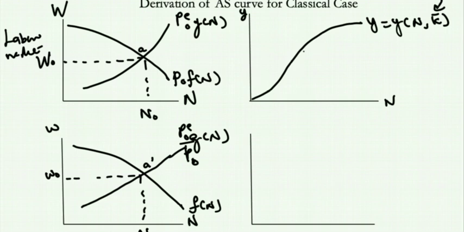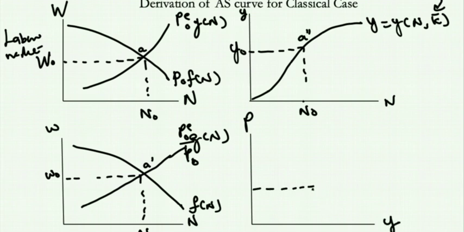So currently, I'm not here. Output level is here. Why not? That is the current initial situation. This is A double prime, and then this is price, and this is output level, initial output Y naught, and then initial prices P naught. This one is A triple prime.